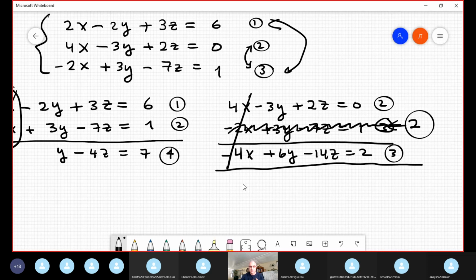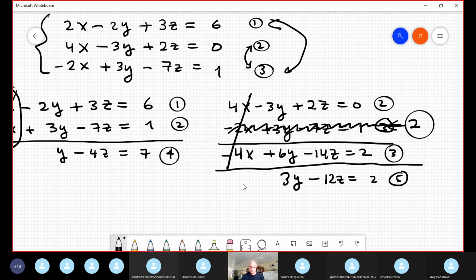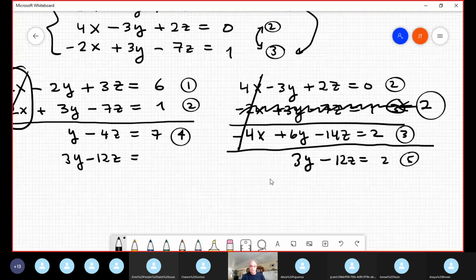The x is cancelled. 6 minus 3 is 3y. Minus 12z, because 14 and 2 is 12. It's negative. Equal to 2. And this is my equation 5. And you put together 4 and 5, and let's see what happens. I have no idea. I copy 3y minus 12z equal to 2. This is equation 5.